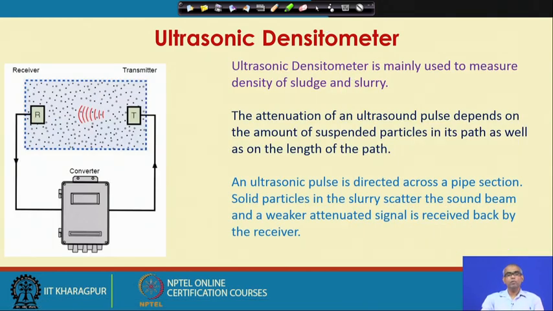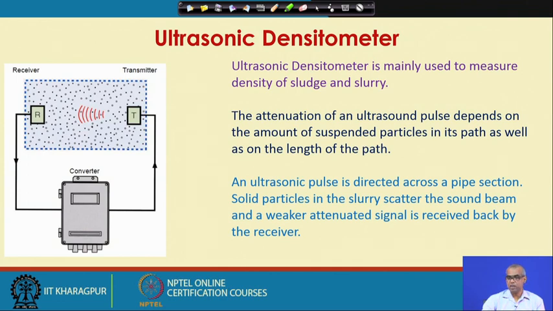Now, how do you use ultrasound to measure density? The ultrasonic densitometer is mainly used to measure density of sludge and slurry. The attenuation of an ultrasound pulse depends on the amount of suspended particles in its path as well as on the length of the path.